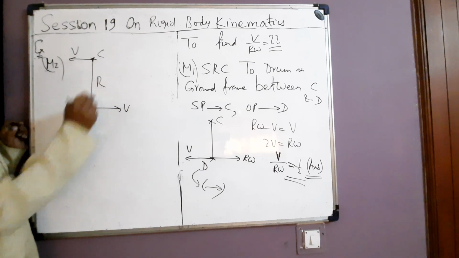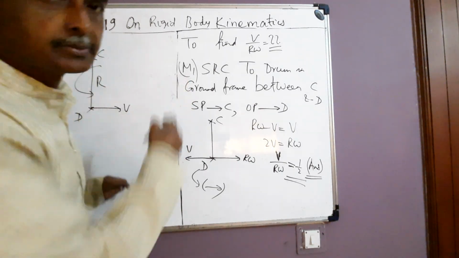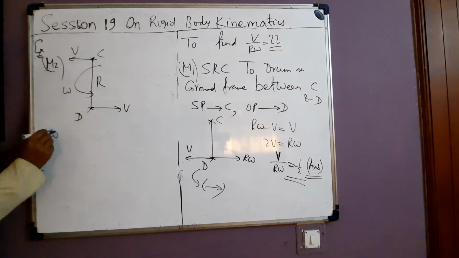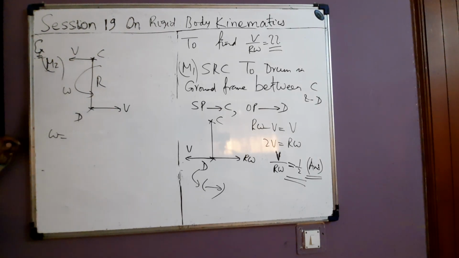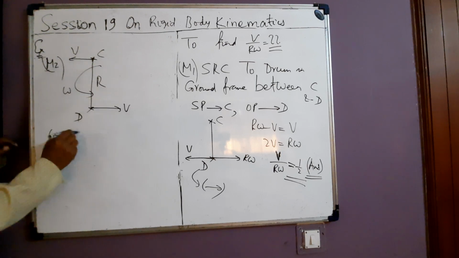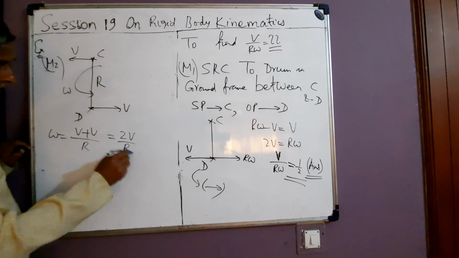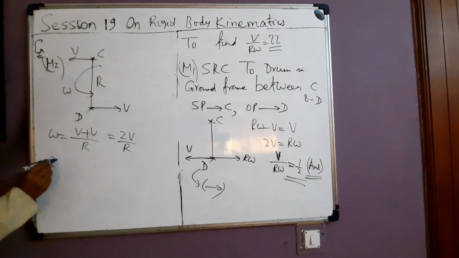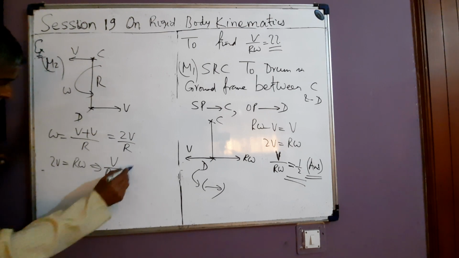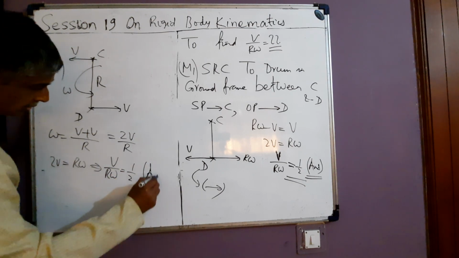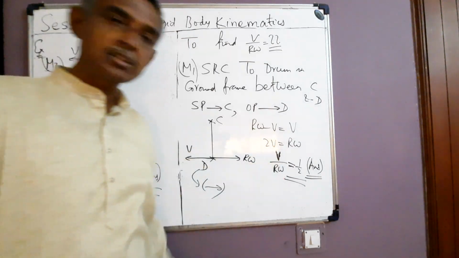Separation between C and D is R. Angular speed of this line is omega, the same as the angular speed of the drum with respect to ground. Now omega is equal to relative normal speed by separation. Both the normal speeds are in opposite direction. So relative speed will be the sum of the speeds, V and V, that is 2V, by separation R. 2V by R is equal to omega. So 2V is equal to R omega. So V by R omega is equal to 1 by 2, which is therefore the required answer. So by both the methods we obtain the same answer.